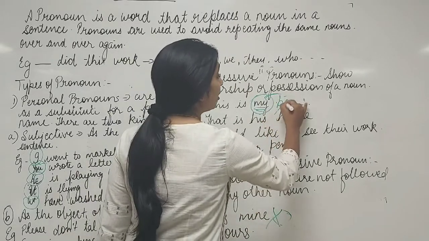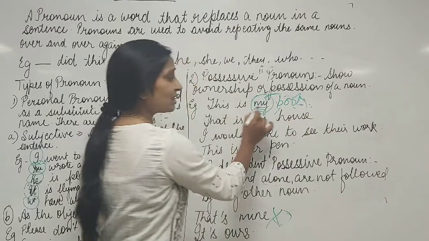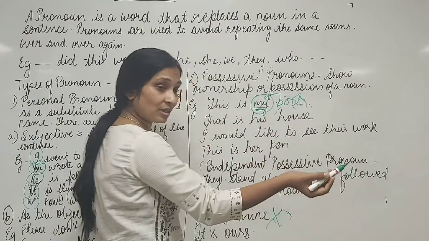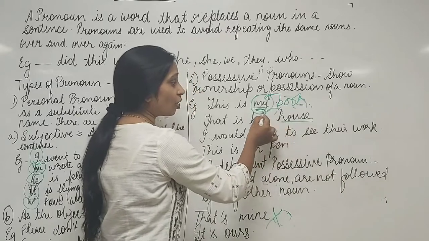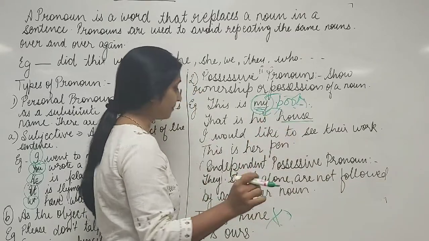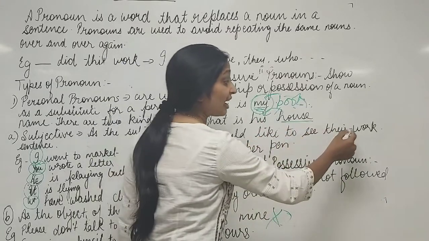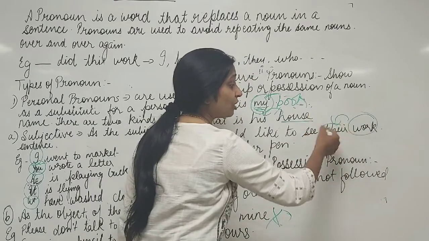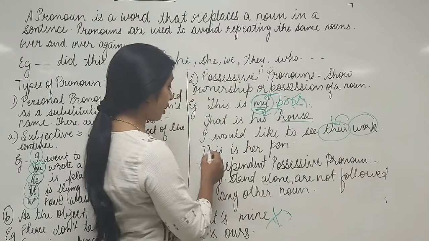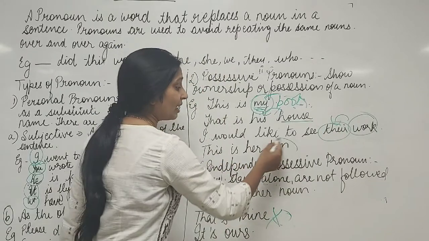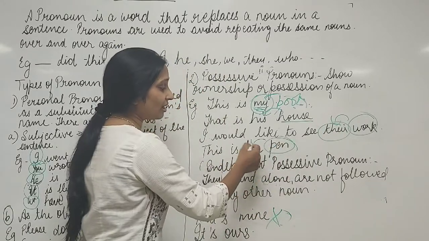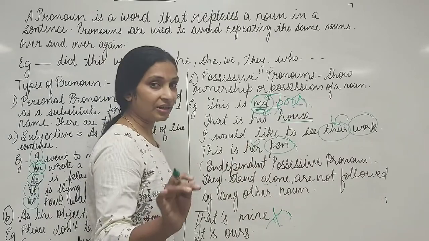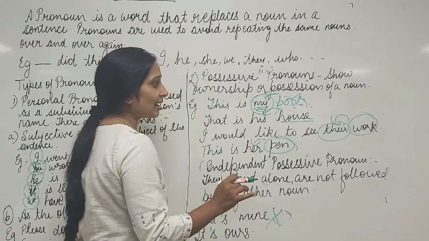So here, this is my book. My is a pronoun here. That is his house. House is a noun, and what pronoun is being used before it? His. Now I would like to see their work. Work here, and before that what pronoun is being used? Their. Now this is her pen. Pen is a noun, and before that a pronoun has been used, and what pronoun has been used, children? Her. So are you understanding me?